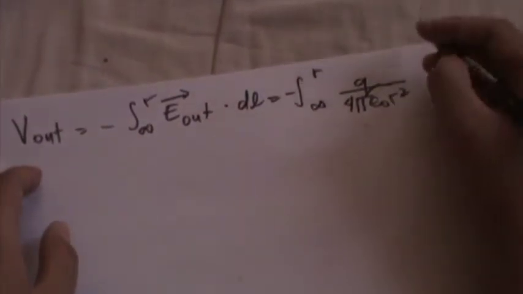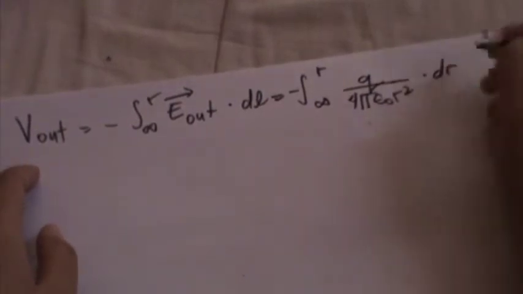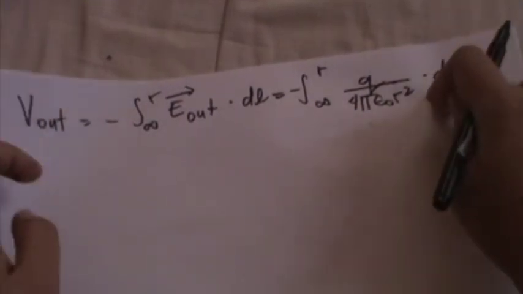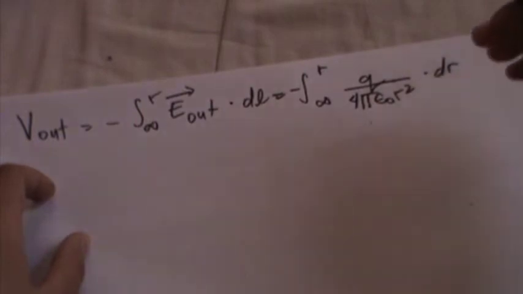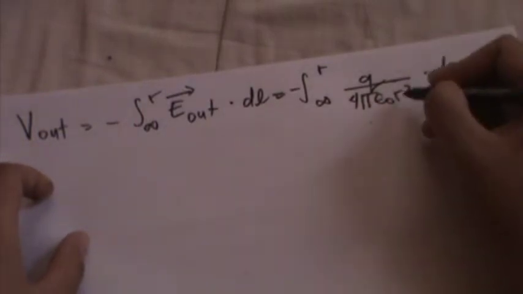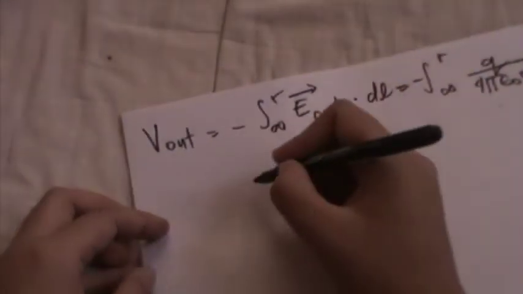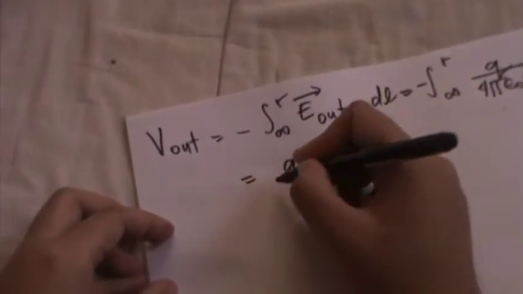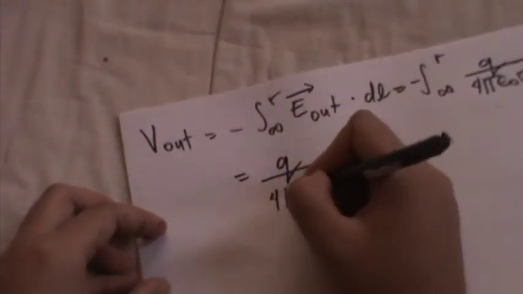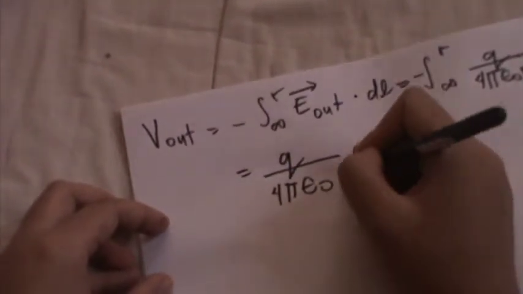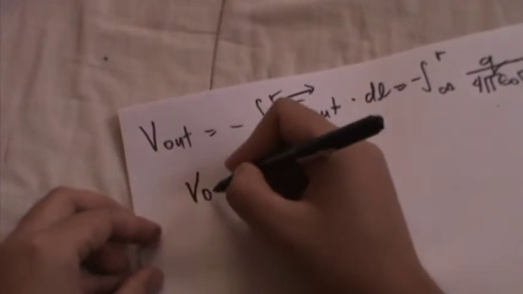dl will become dr. So dr will become r, the derivative of r is r, therefore we cancel the r on the denominator and the numerator. We're left with Q over 4 pi epsilon naught r. So this is your V out.